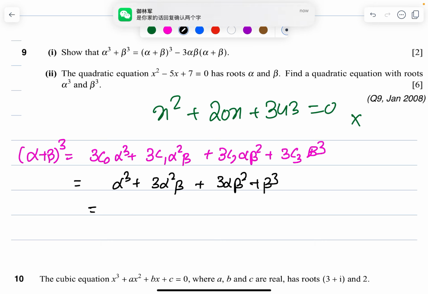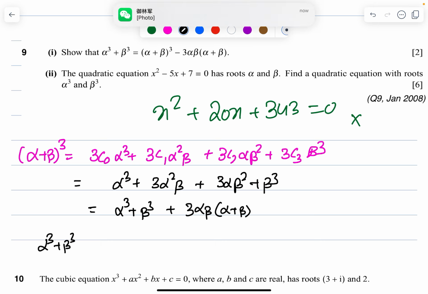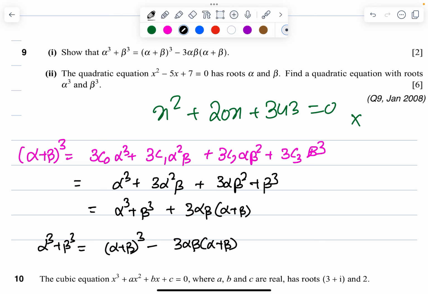So I take what is common? Alpha cube plus beta cube plus 3 alpha beta common. So it becomes alpha plus beta. So alpha cube plus beta cube will be alpha plus beta whole cube minus 3 alpha beta times alpha plus beta.